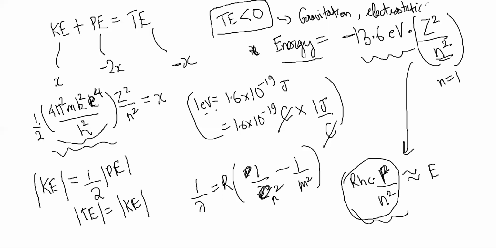Bound system, by which I mean it is not free. The electron is not free to go anywhere it likes, right? That means basically that the electron is trapped in a well. This is like a potential well.